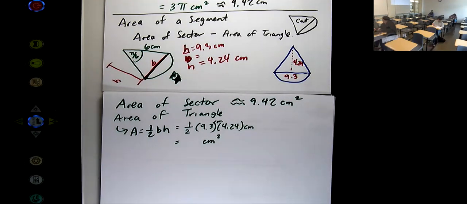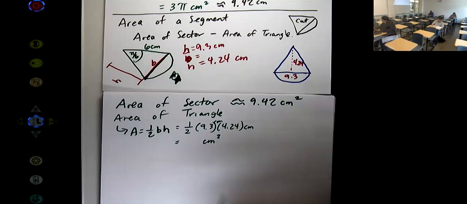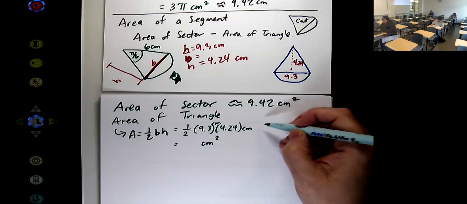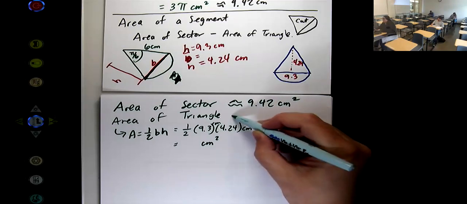And I don't know what this calculation is, I gotta do it. 19.716. Why is the area... Something's off here. I did something wrong somewhere.